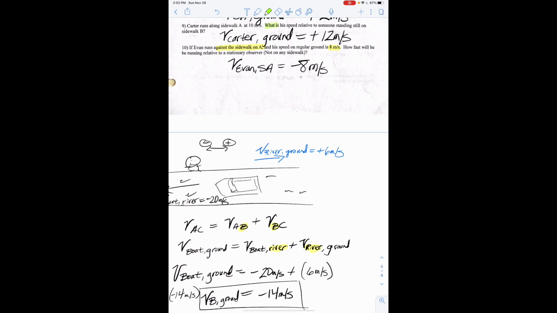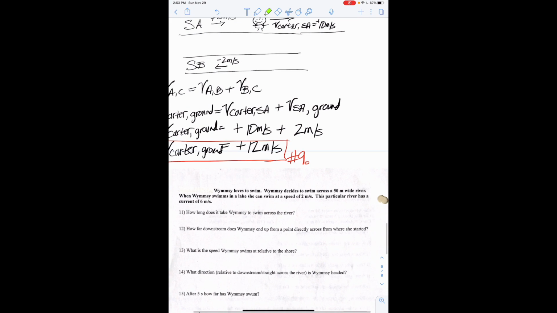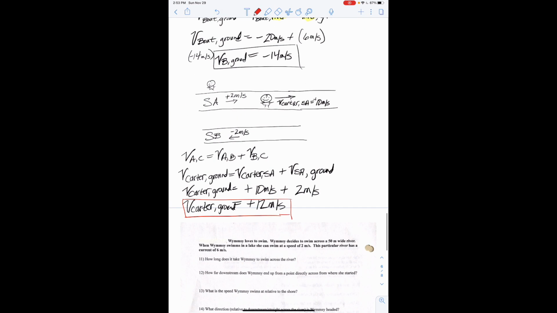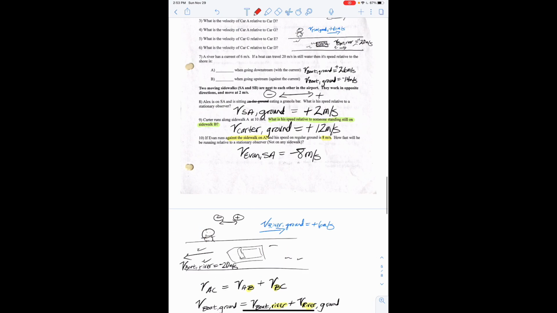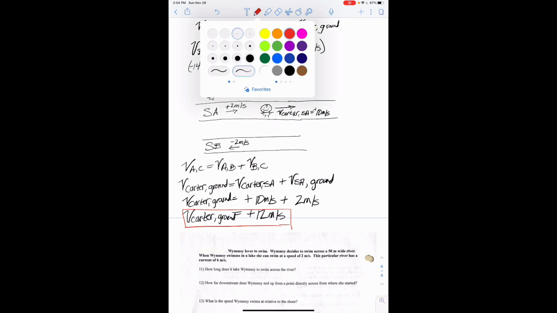So right now, we're only halfway through problem number 9. We know that Carter's speed relative to someone on the ground is positive 12 meters per second. But this isn't the answer. So let me just erase that, and I'll keep the box around this. We want to know what's Carter's speed relative to someone standing on sidewalk B. Let me draw that in black.